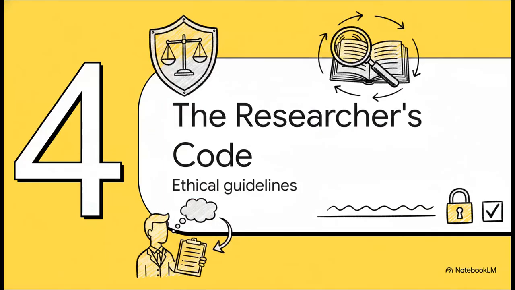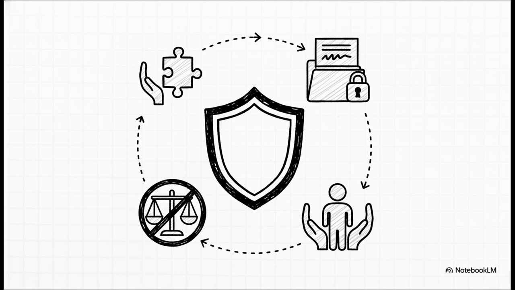Next up, Section 4, the researcher's code. These are the non-negotiable laws that separate valid research from, frankly, reckless experiments. Informed consent, strict privacy, and the minimization of harm. These ensure that human participants are always protected. Add in absolute research integrity, meaning absolutely no fabricated data or plagiarism, and of course, disclosing any potential conflicts of interest. This level of transparency is the core reason we can actually trust the science that we read every day.